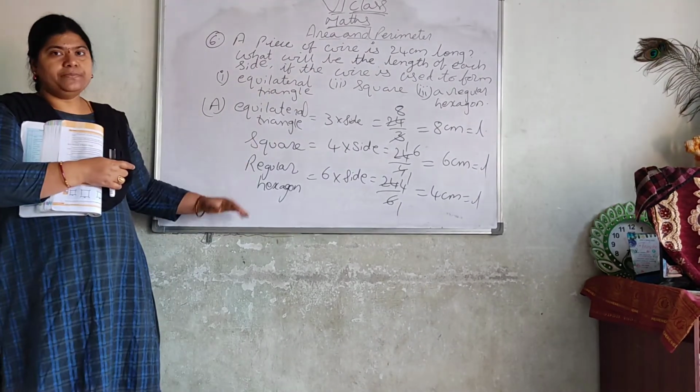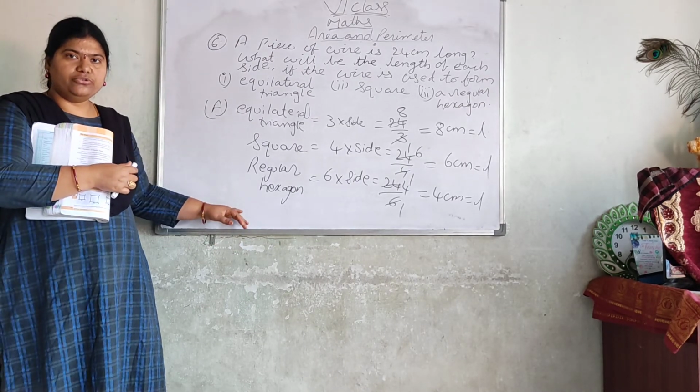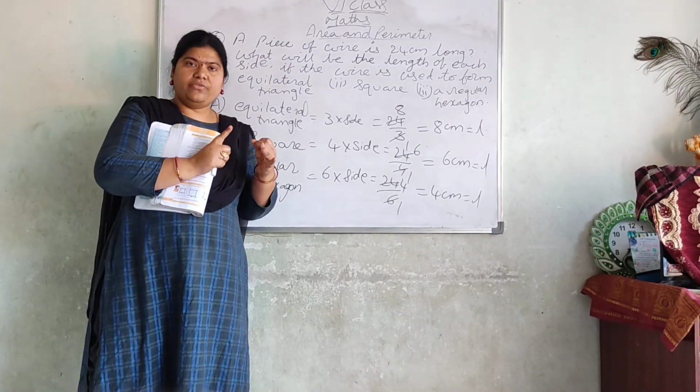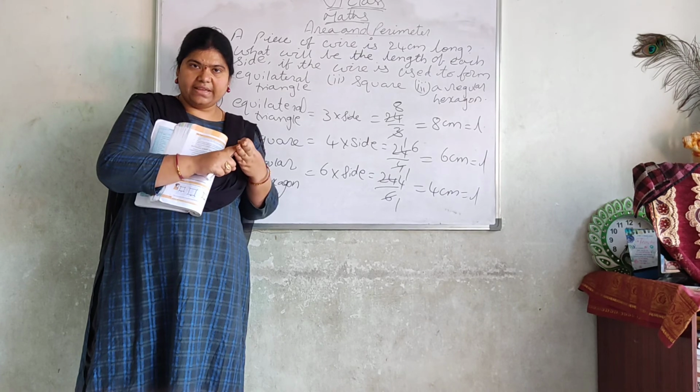Did you get this one? Okay. Did you understand how to find the perimeter for a square, for a rectangle, for a triangle, then for a hexagon, for everything?